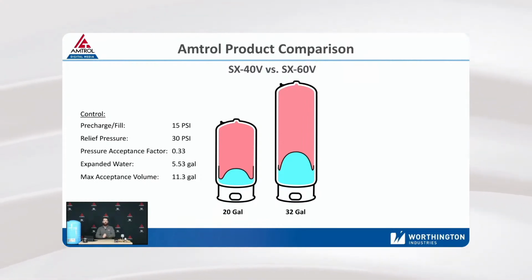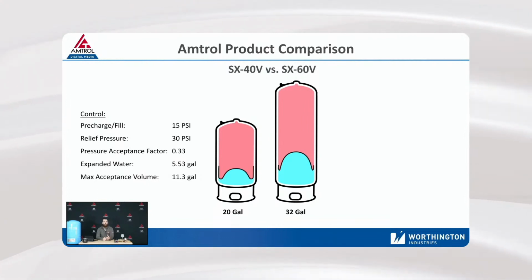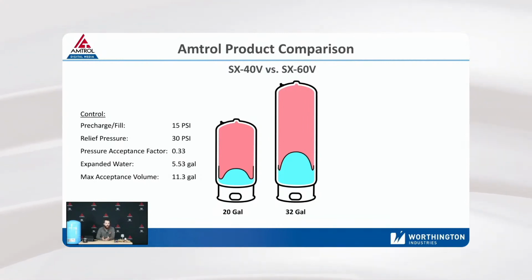So I'm going to have different variables I have to figure out. Instead of a switch, now I need a precharge or my fill pressure on the system. So this system is going to have an example of 15 PSI fill, 30 PSI relief. Again, a very common system. Between those pressures is going to yield me a 33%, or 0.33, acceptance factor.